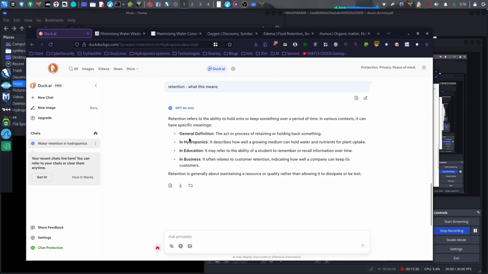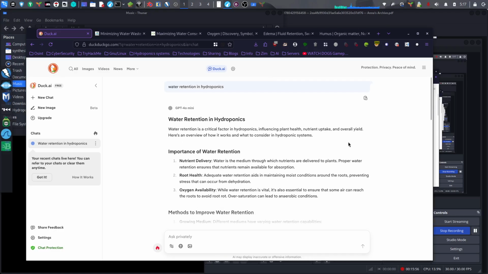Retention, or water retention. This word refers to the ability to hold onto or keep something over a period of time. In various contexts, it can have specific meanings. In hydroponics, it describes how well a growing medium can hold water and nutrients for plant uptake. Water retention is a critical factor in hydroponics, influencing plant health, nutrient uptake, and overall yield. Here's an overview of how it works and what to consider in hydroponic systems.